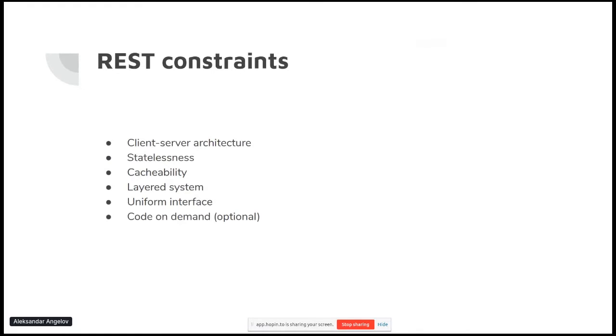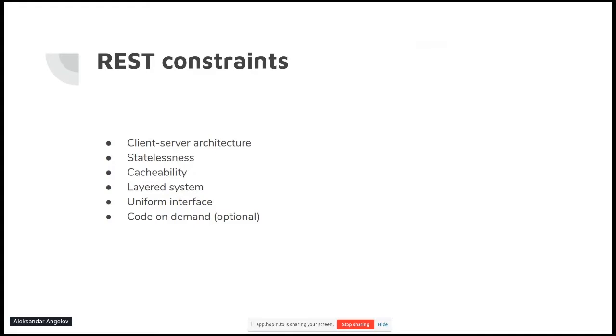The REST framework contains a couple of constraints. The constraints are client-server architecture, statelessness, cacheability, layered system, uniform interface, and code on demand. The code on demand is an optional one. After a couple of minutes, you will understand why.